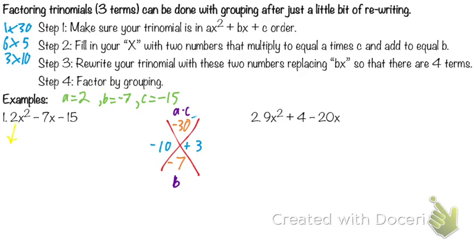So we're going to leave the first term the same. And we're going to leave the last term the same. 2x squared and negative 15, those stay the same. The middle, we will split into 2. We're going to split the middle here into negative 10x plus 3x. Does anyone know why I just came up with negative 10x and 3x to split the middle into? Because those were the numbers we found in our x, weren't they? Those are the sides of the x.